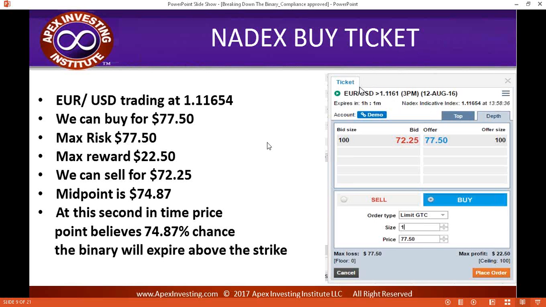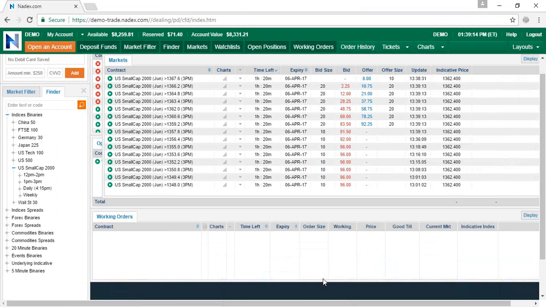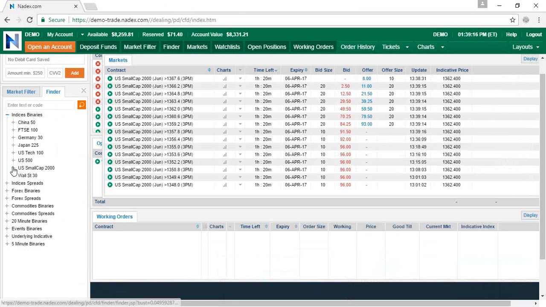Does that make sense? Did I lose anybody there? When you're looking at the buy and sell price, whatever price is in the middle, which in this example would be 74, there's a 74% chance that it will expire in the money, okay? So, that being said, let's take a look at something here. Let me give you a live example of that.